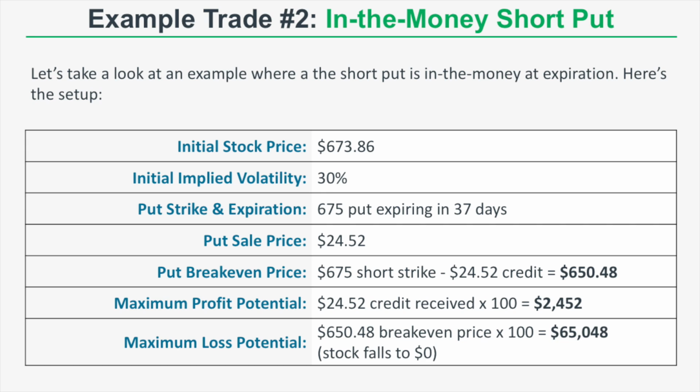Now the maximum loss potential in this case is 650.48 times 100, which is $65,048. Now that max loss only happens if the stock price falls to zero in the next 37 days. So like I said, it's very unlikely, but it can happen, so we have to point it out. Alright, so let's go ahead and take a look at this short put position's performance as the stock price is moving through time.